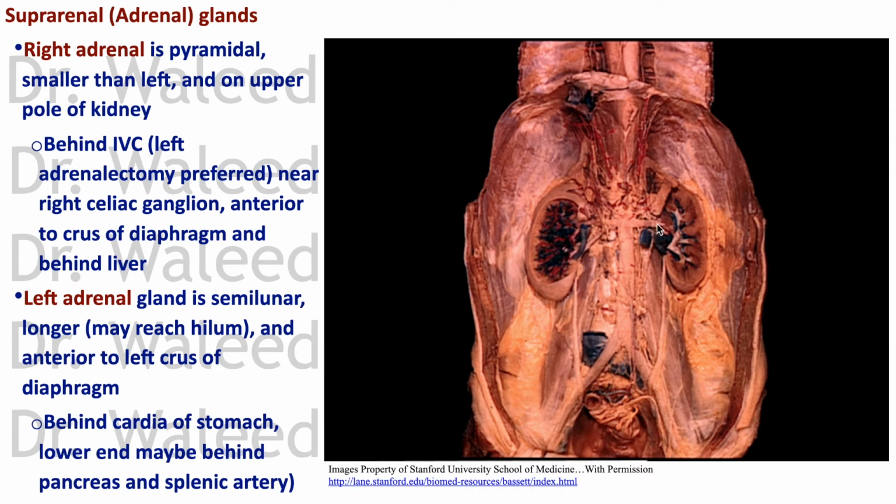might be behind or posterior to the splenic artery and the pancreas, because the pancreas crosses the kidney and covers the hilum of the left kidney. You remember this from the relations of the kidneys. So these are the relations of the suprarenal glands.